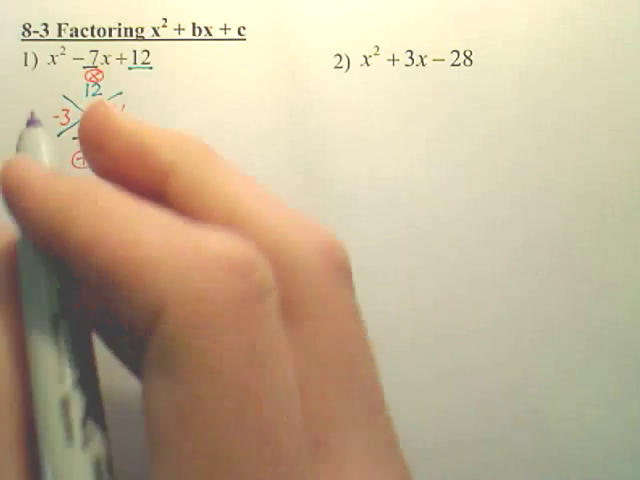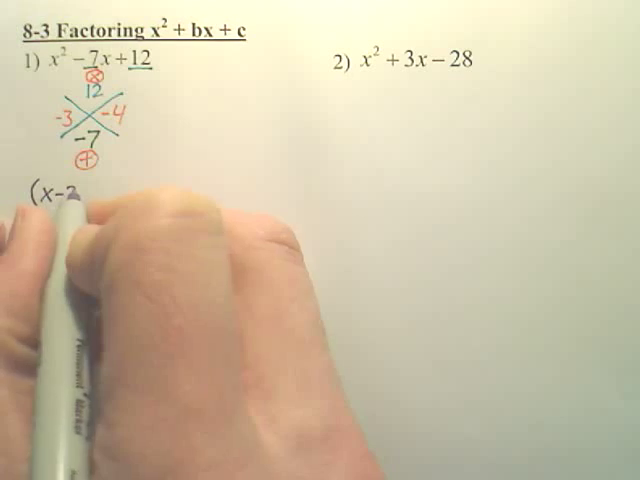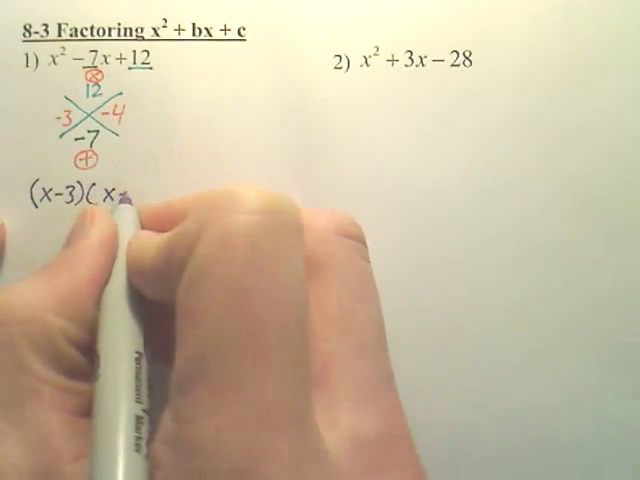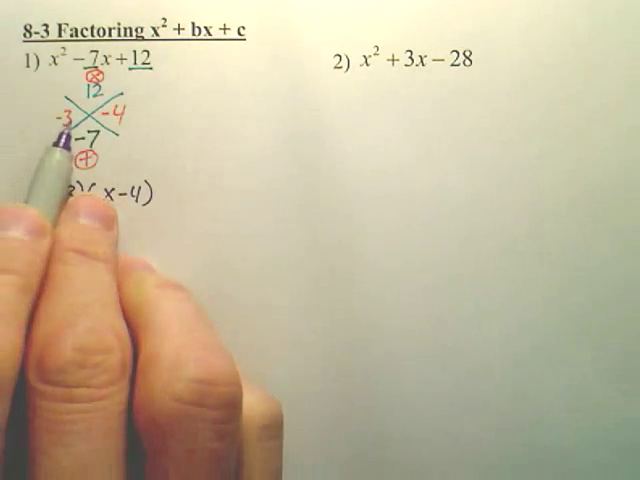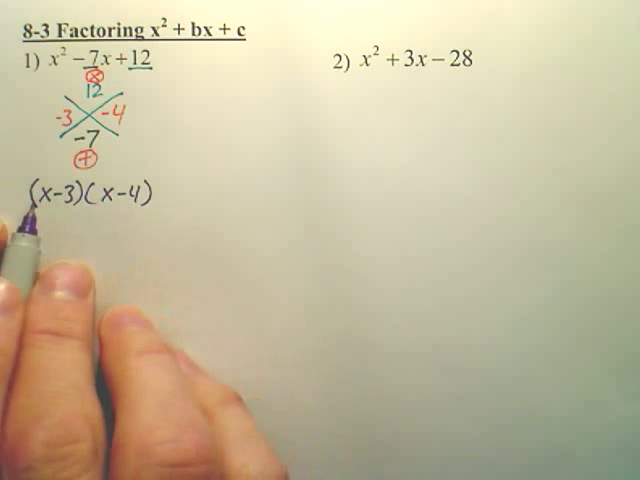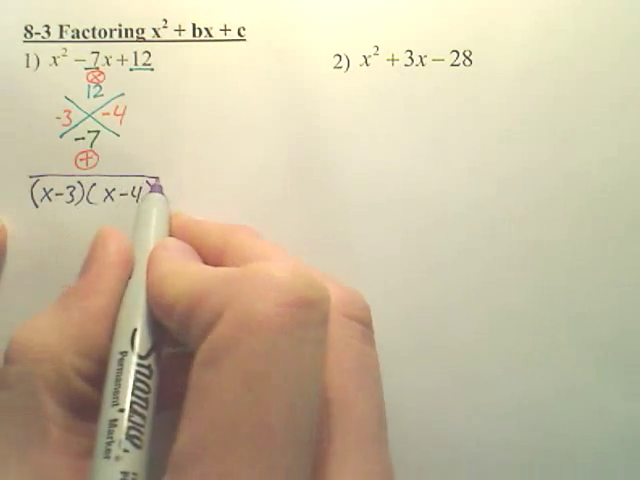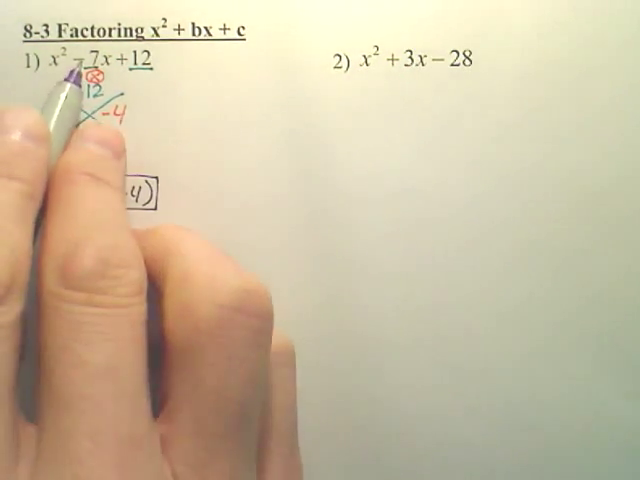And what you do then is you take these two values, and this is what we call factored form. You would take those two values, the negative 3 and the negative 4, and you put x negative 3, x negative 4, which is x minus 3, x minus 4. And this right here is called factored form of this.